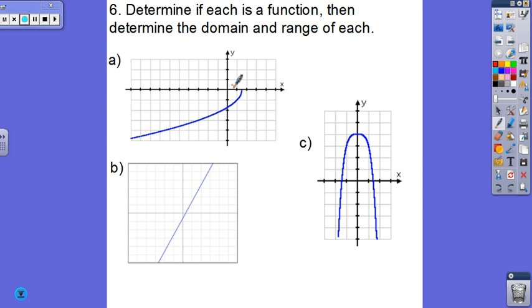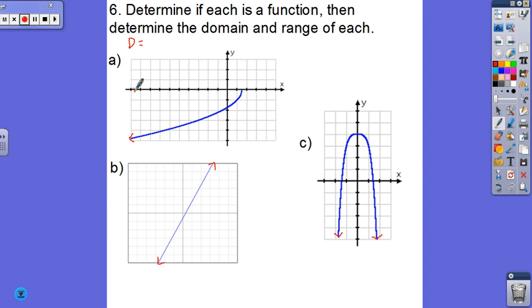Based on the vertical line test, each of these graphs passes the vertical line test, so they are all functions. We talk about the domain and range for these. They're a little bit trickier. The domain, and we can assume that these have arrows on the end. We can assume that these go on infinitely based on these arrows.